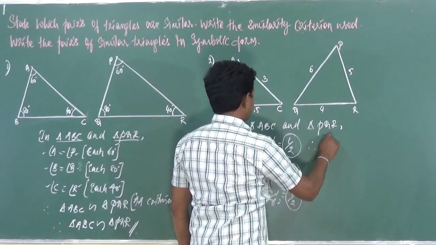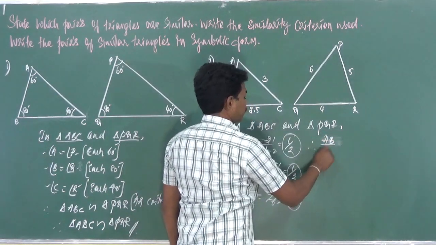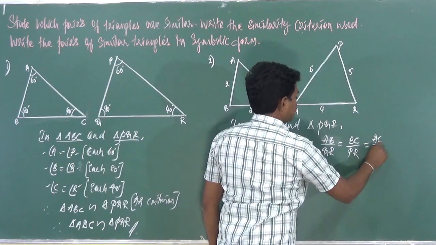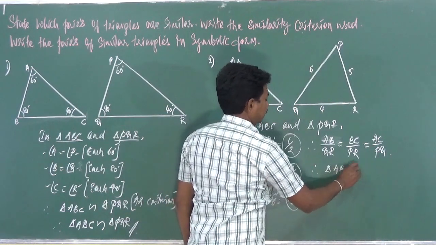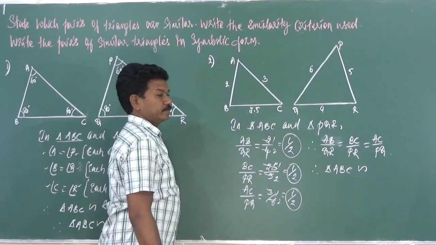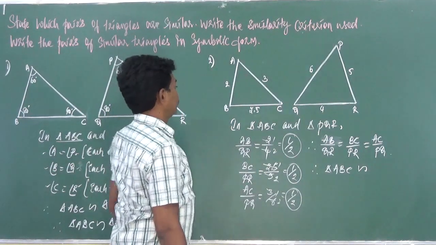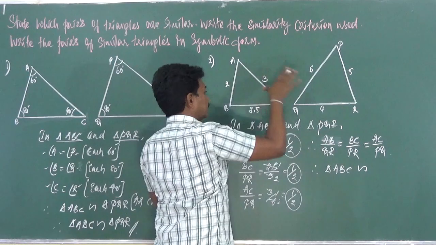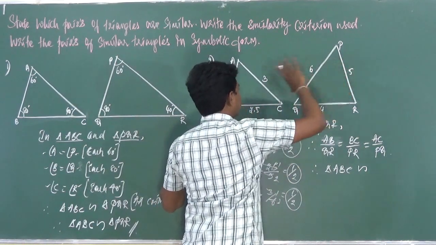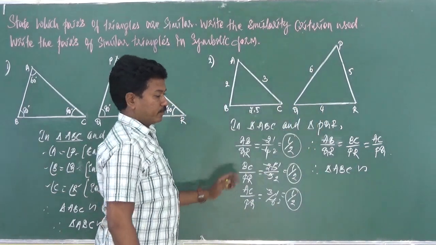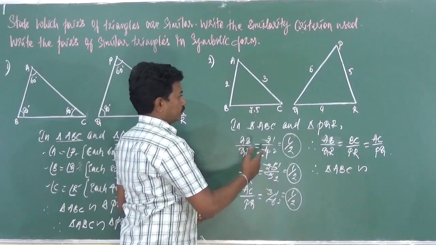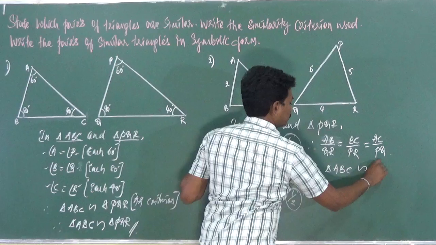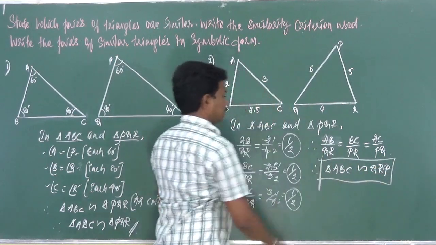So therefore AB by QR is equal to BC by PR is equal to AC by PQ. So therefore triangle ABC is similar to, you should not write PQR because you have to write the similar triangles in symbolic form. So therefore triangle ABC and triangle QRP are similar because for this side, this is the corresponding side, for this side, this is the corresponding side, and for this side, this is the corresponding side. So you have to watch it very keenly here. Triangle ABC is similar to triangle QRP. So this is how you have to write the symbolic form, right?